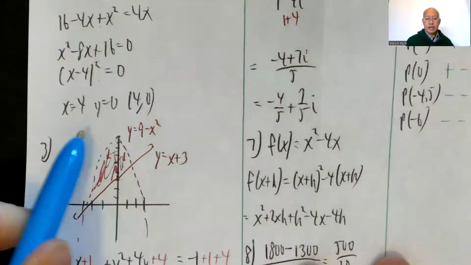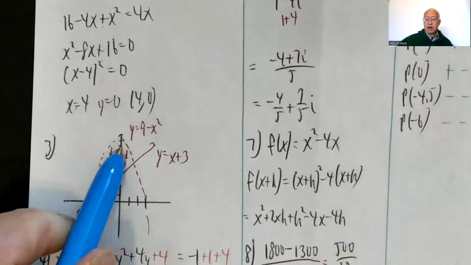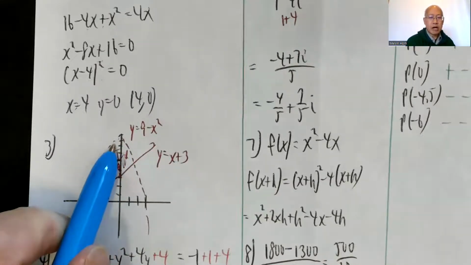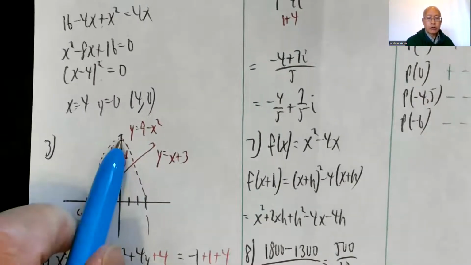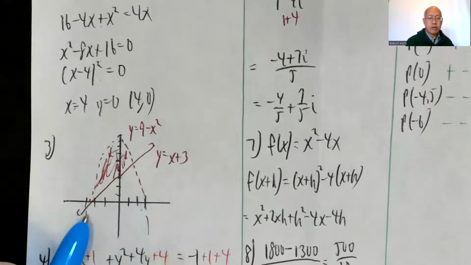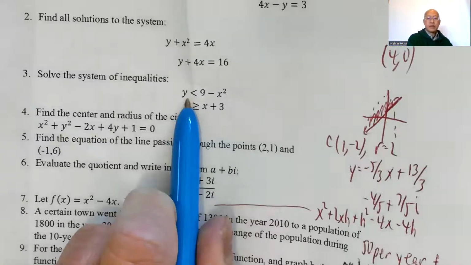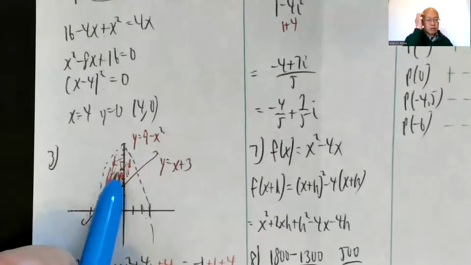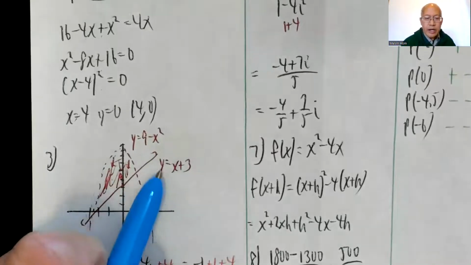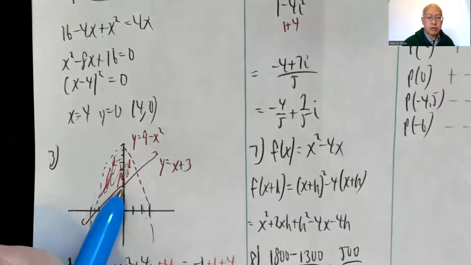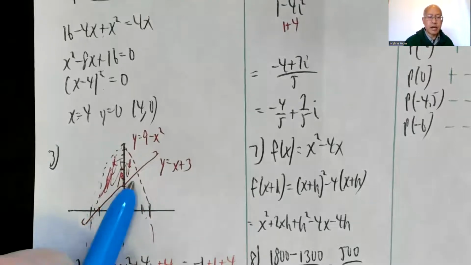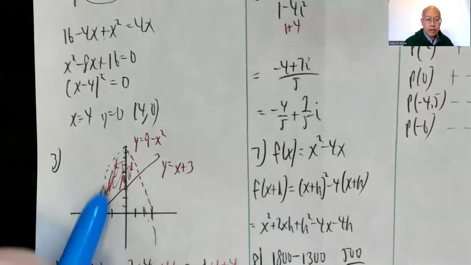Number three, y is less than 9 minus x squared. Y equals 9 minus x squared is a parabola that goes through (0, 9), (3, 0), and (negative 3, 0). It's a dotted parabola because I have the strictly less than, and so I draw some arrows going down. Y equals x plus 3 is a line going through (0, 3) with a slope of 1. It's a solid line. And then greater than means I shade above. So I have this region right in here.